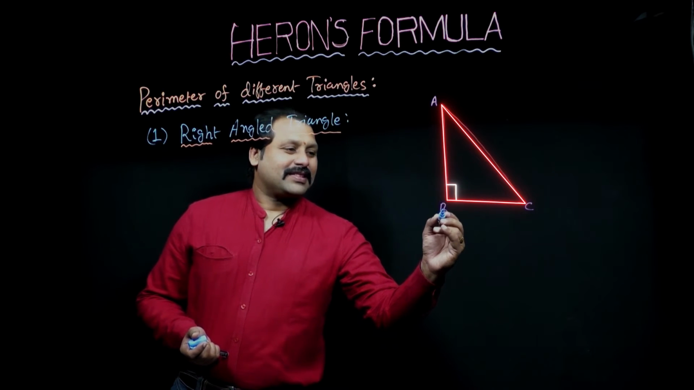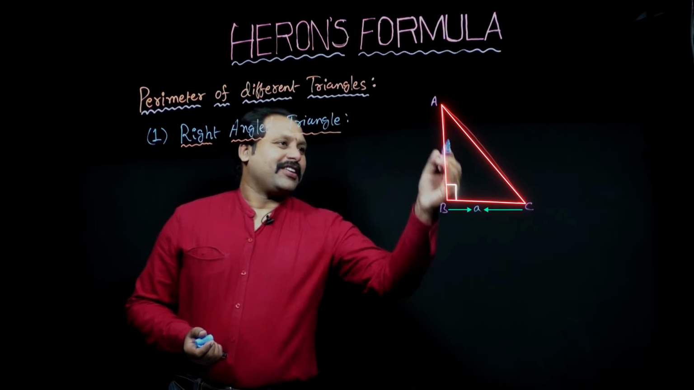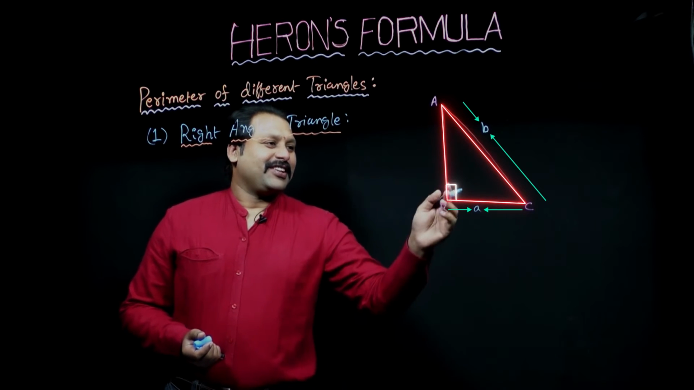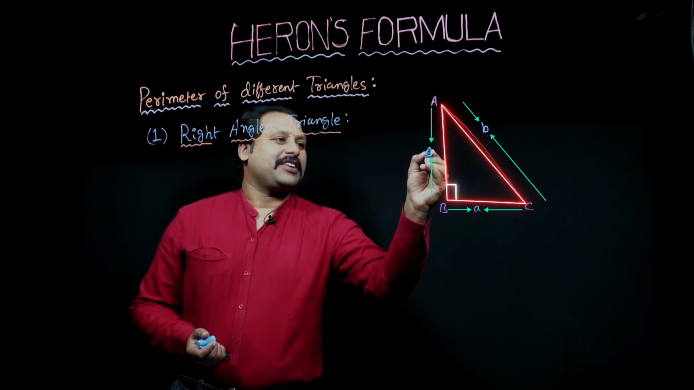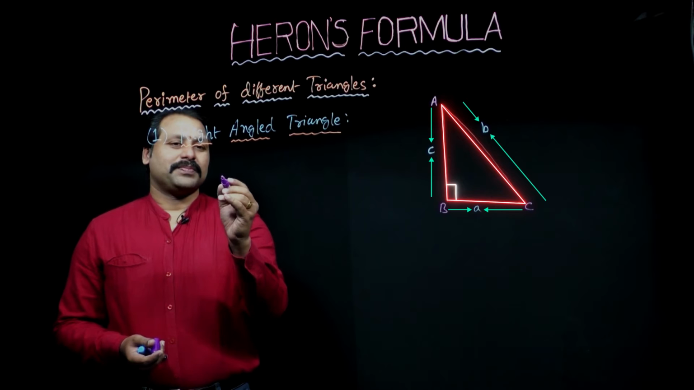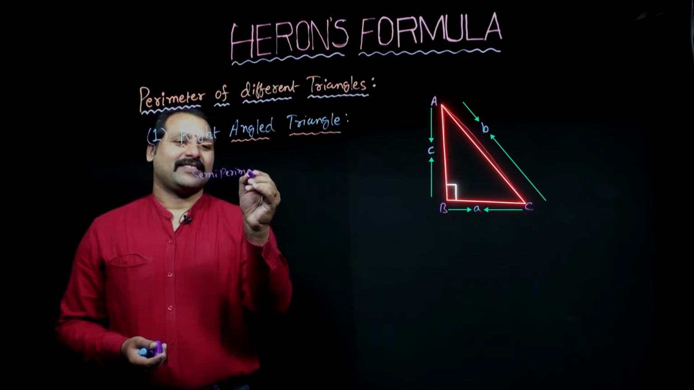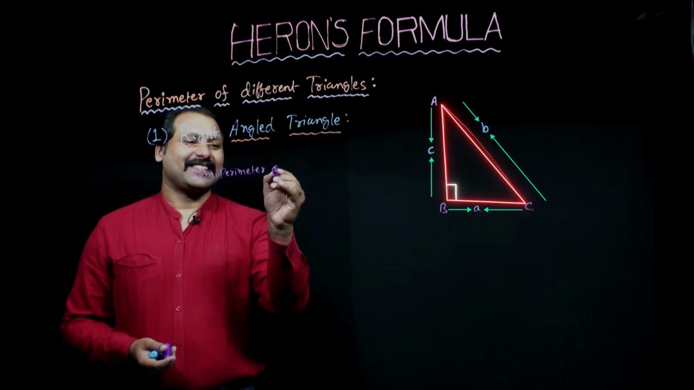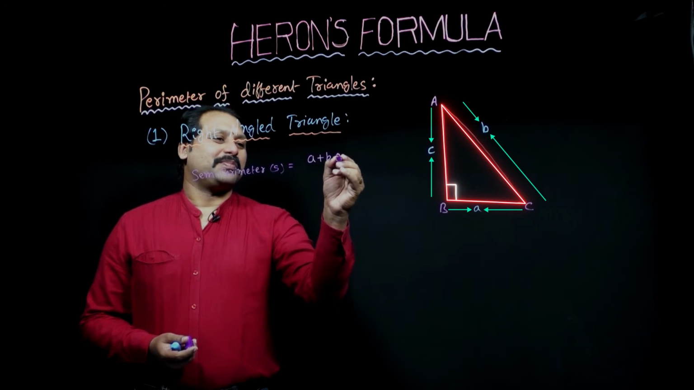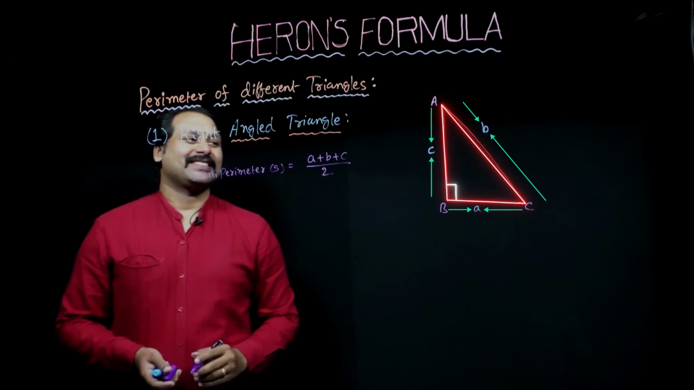Here, the side BC, let it be a. Here, the side AC, let it be b. Here, the side AB, let it be small c. So, the semi-perimeter is denoted by S equal to (a plus b plus c) whole divided by 2.